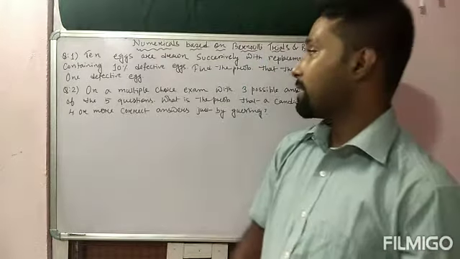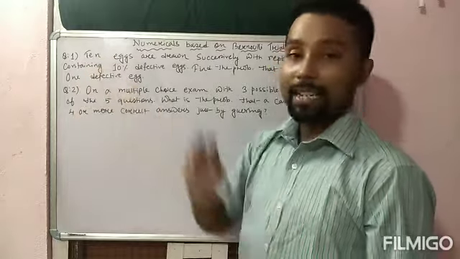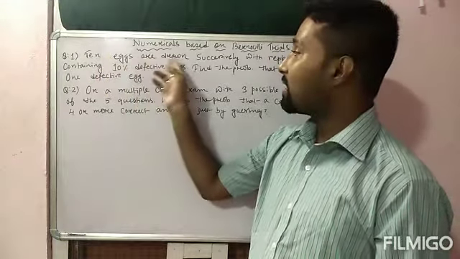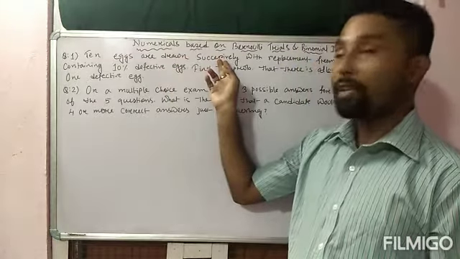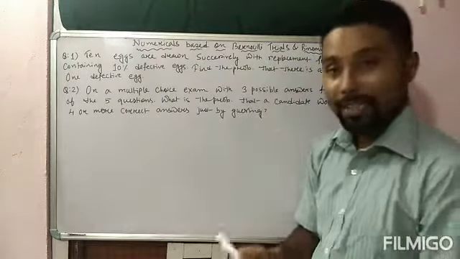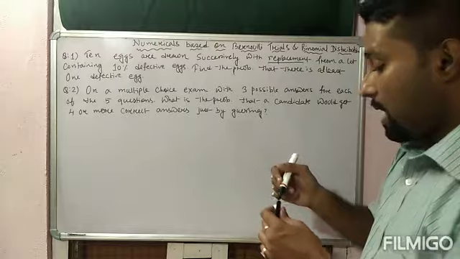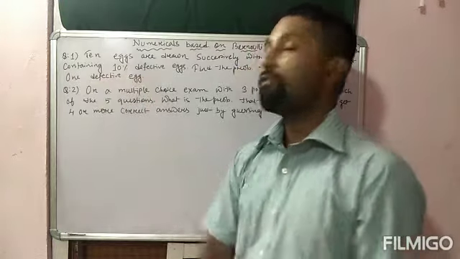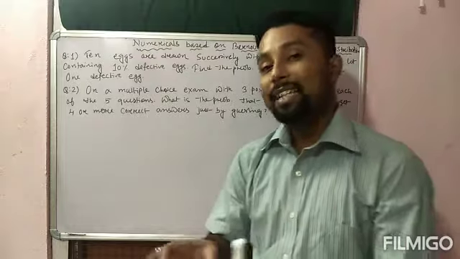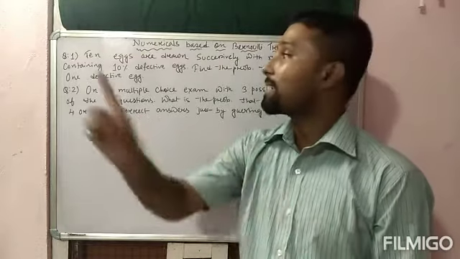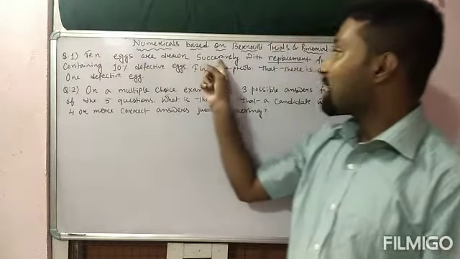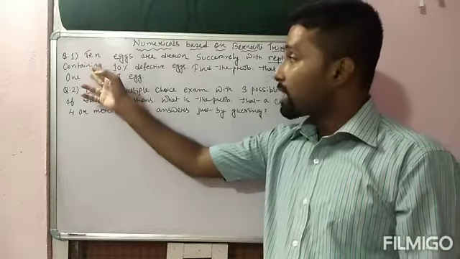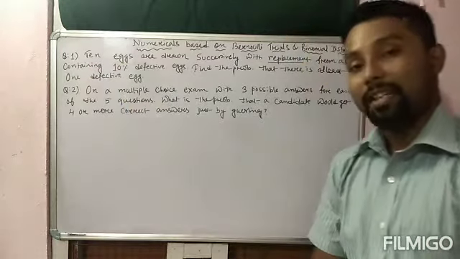The first question is: 10 eggs. Read the question properly, listen to the question. 10 eggs are drawn successively with replacement from a lot containing 10% defective eggs. So how many eggs we have to draw? 10 eggs. 10 eggs are drawn successively with replacement from a lot which contains 10% defective eggs.